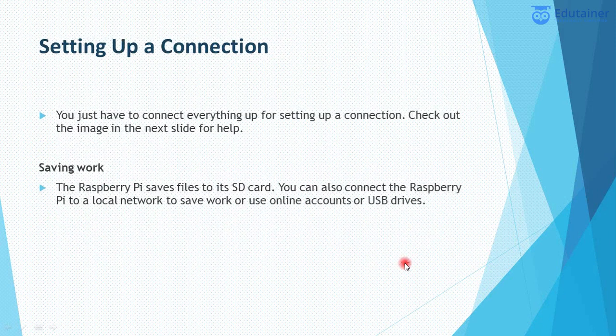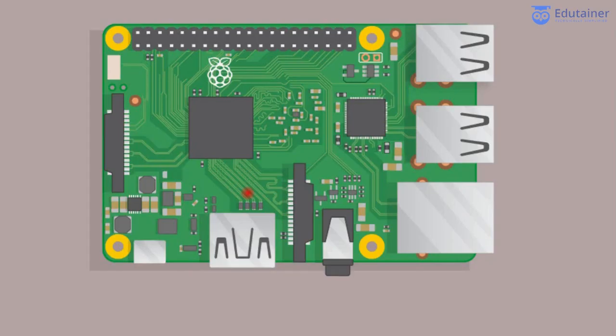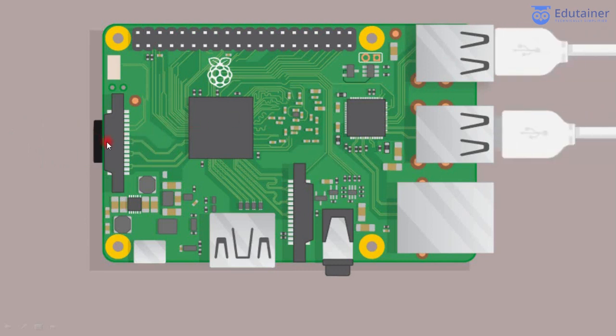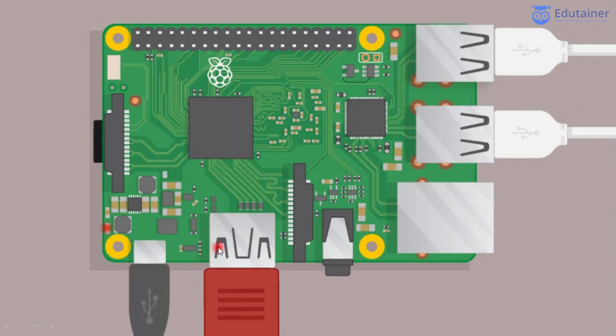Let's move forward. Now, setting up a new connection. You just have to connect everything for setting up your connection. And to save the work, you can save the files on the SD card. Here's the GIF for setting up a connection. This is the micro SD card, USB cable. This is the charger.